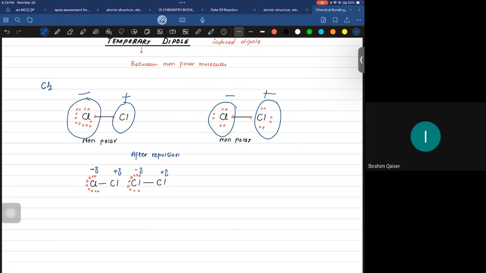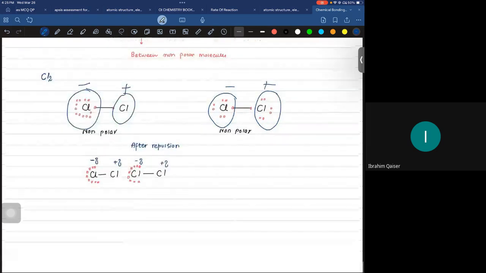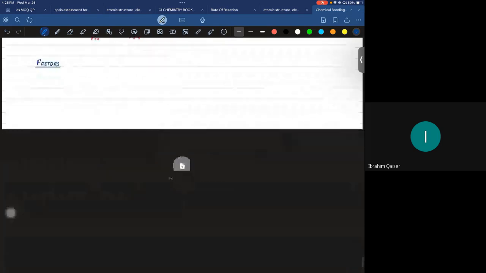How do you think they're going to ask this question? Let's see, we will do past papers and then I will tell you. For now, let's see the concept and what are the factors on which the temporary dipole depends. The intermolecular force depends on multiple factors. Factors on which intermolecular force depends.